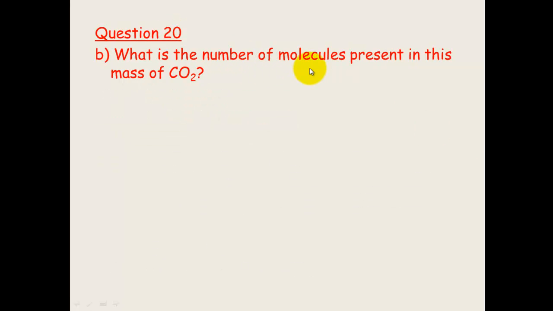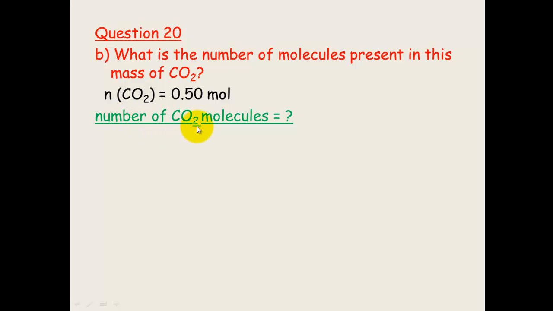So what is the number of molecules present in this mass of carbon dioxide? So what do we already know? We know that the number of mole of carbon dioxide is 0.50 mole. Now remember, that's just like saying that there's so many dozen eggs, okay? If I've got half a dozen eggs, I'd have 6 eggs. So we need to work out actually how many of these particles we've got.